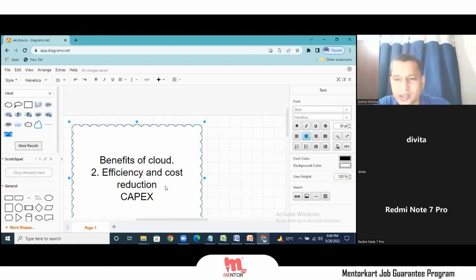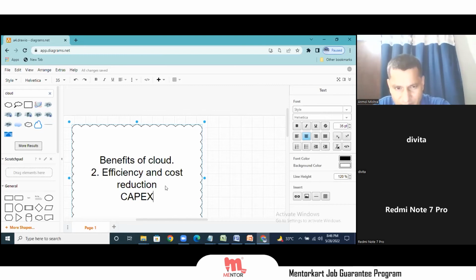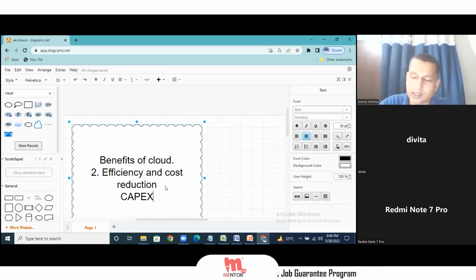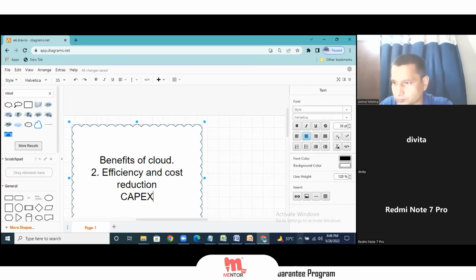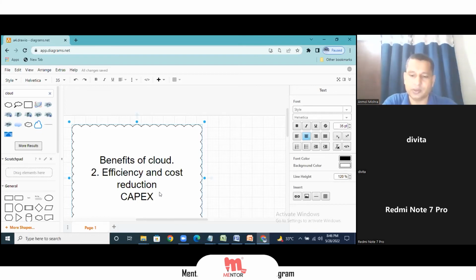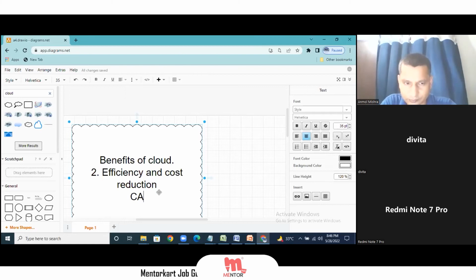So efficiency and cost reduction: that is low cost, low maintenance cost. That is called efficiency and cost reduction. Any doubts or is it clear? Clear or any question? Who is clear?